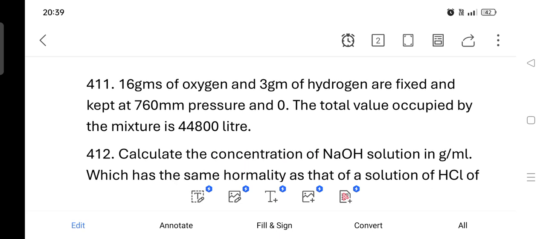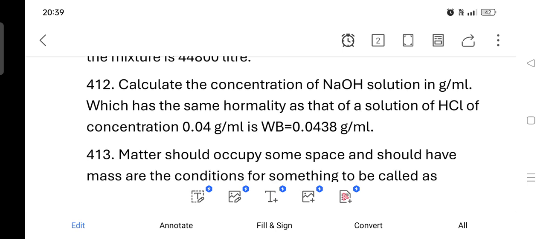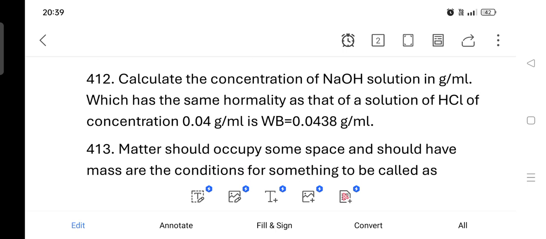16 grams of oxygen and 3 grams of hydrogen are mixed and kept at 760 mm pressure and 0°C. The total volume occupied by the mixture is 44,800 liters.